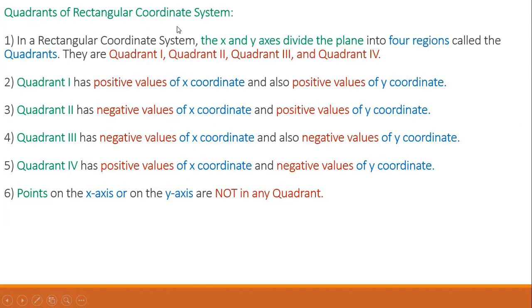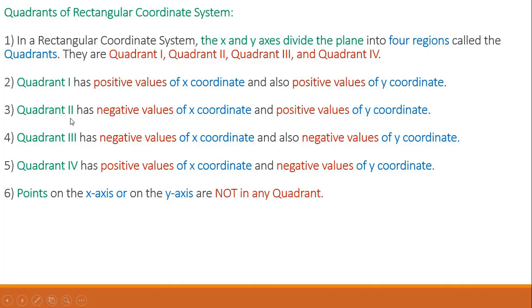Quadrants of rectangular coordinate system. In a rectangular coordinate system, the x and y-axis divide the plane into four regions called the quadrants. They are quadrant 1, quadrant 2, quadrant 3 and quadrant 4. Quadrant 1 has positive values of x coordinate and also positive values of y coordinate.